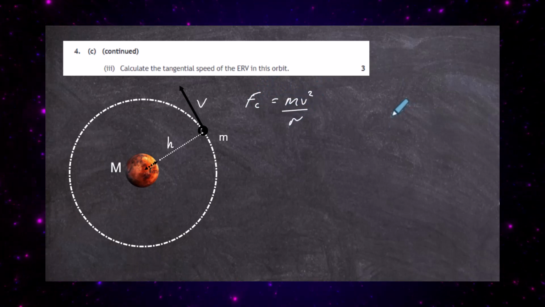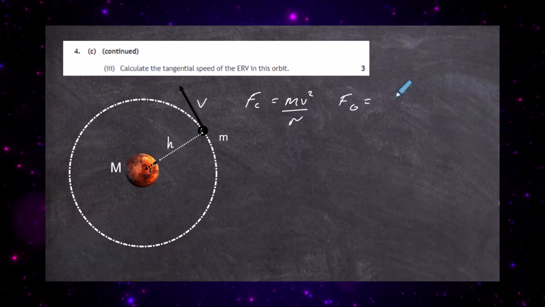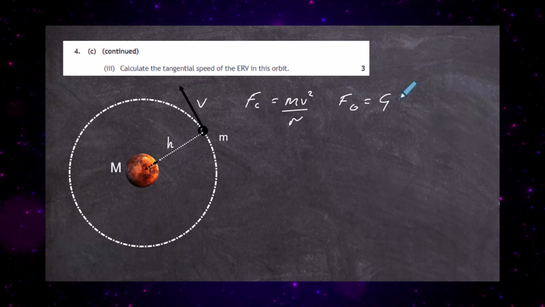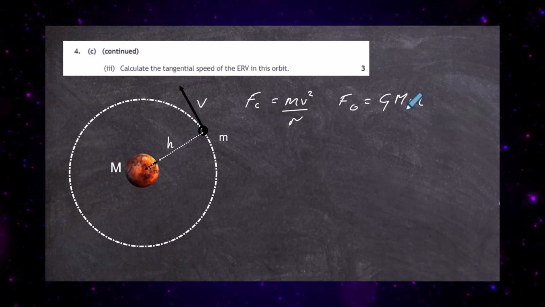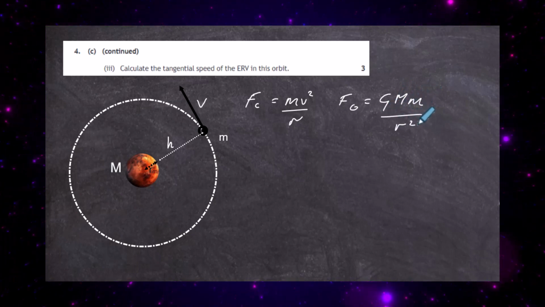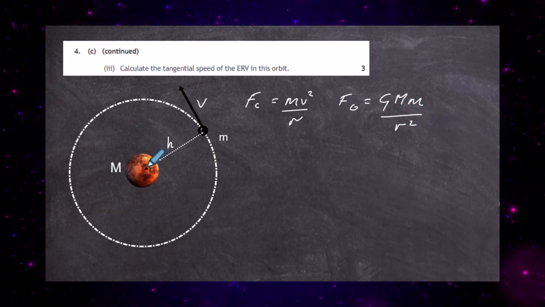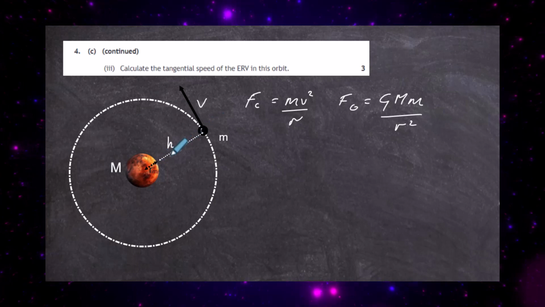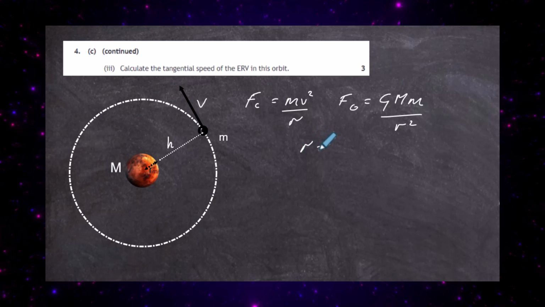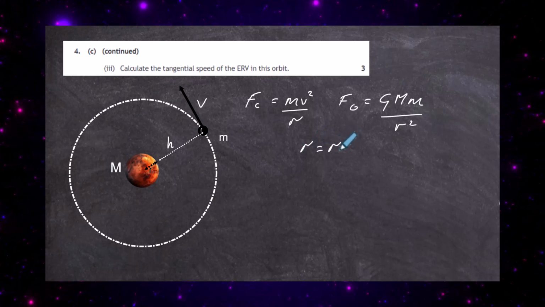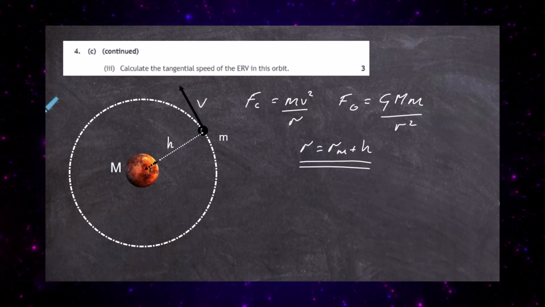Now that centripetal force arises from the gravitational force, and the gravitational force Fg is equal to capital G, the universal gravitational constant, times the mass of the planet Mars times the mass of the ERV divided by r squared. And of course, remember, both these r's is the sum of the radius of Mars plus the altitude height h. R really stands for Rm plus the height h. So we have to be very careful when we do that calculation.